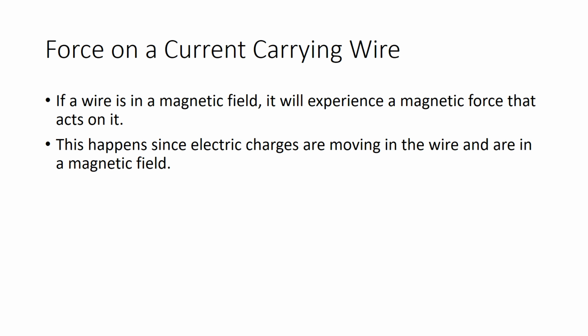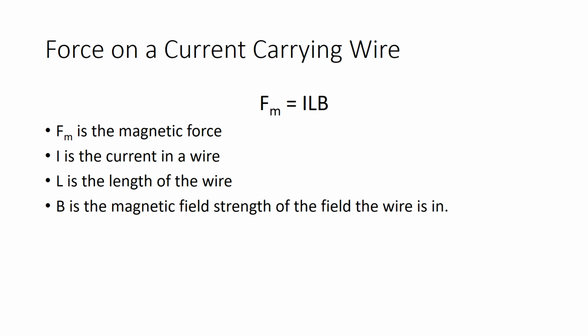All right, this happens since electric charges are moving in the wire and in the magnetic field. So since you're moving something with a force, you can calculate it. Magnetic force can be measured with current, length of the wire, and the magnetic field strength. Current, once again, is in amps. Length is in meters, and B is in Teslas, and force is in newtons.